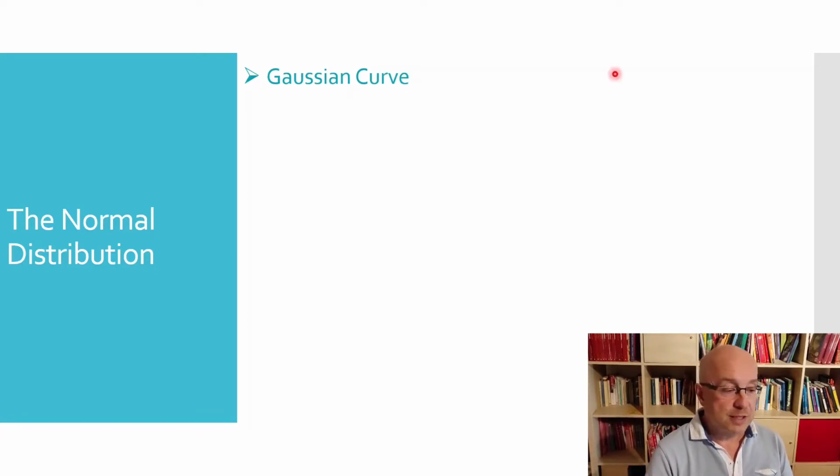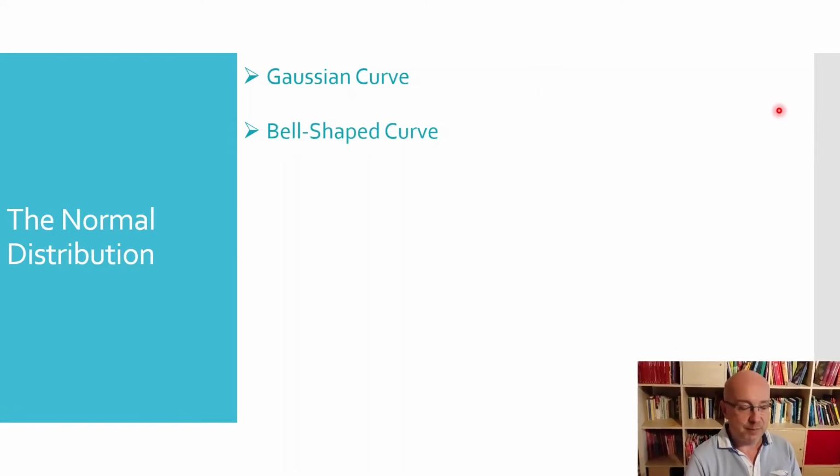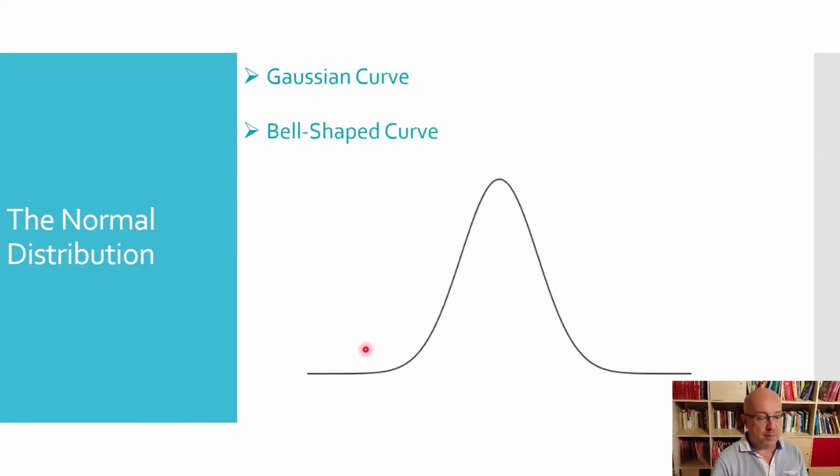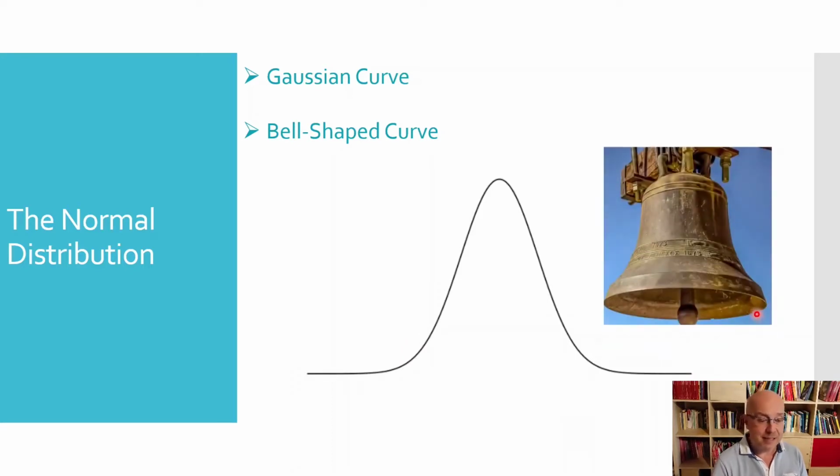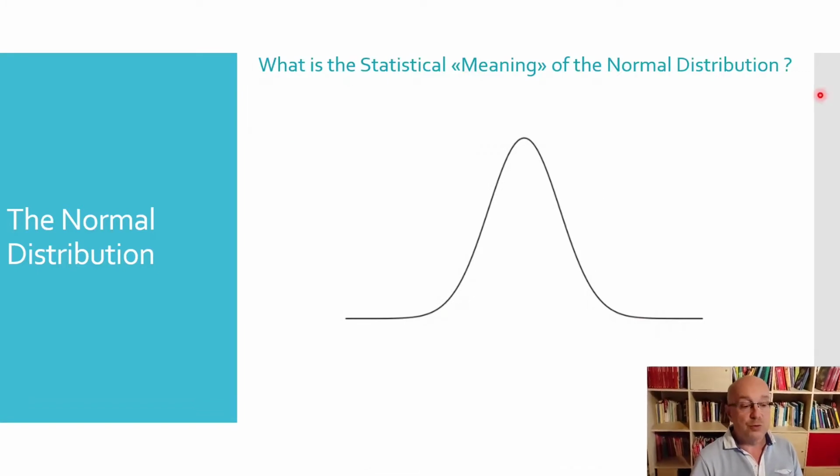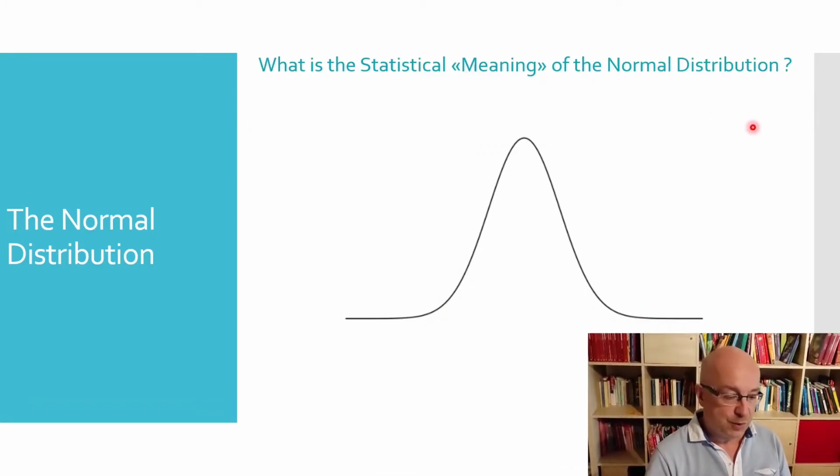The normal distribution is also called the Gaussian curve or the bell-shaped curve. This is the pictorial representation of the Gaussian curve, and here you can see a bell. The reason there is a picture of a bell is to immediately realize that the shape, the profile of the Gaussian curve, reminds us of the profile of a bell, and that's the reason why it is also called the bell-shaped curve. But let's go to the statistical meaning of the normal distribution.